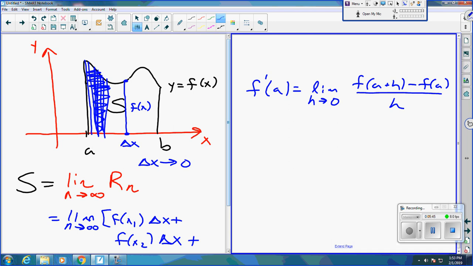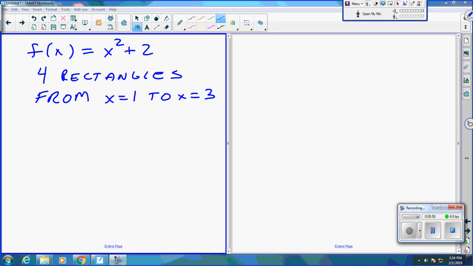All right? So let's pause for a second. I'll put up a couple of problems we're going to work. And we're not going to do infinite rectangles because we can't. We're going to do fixed rectangles. So today, I'm going to have a function. It's my favorite, but I've shifted it up too. f of x equals x squared plus 2. And I'm going to estimate the area under the curve from 1 to 3 using 4 rectangles.